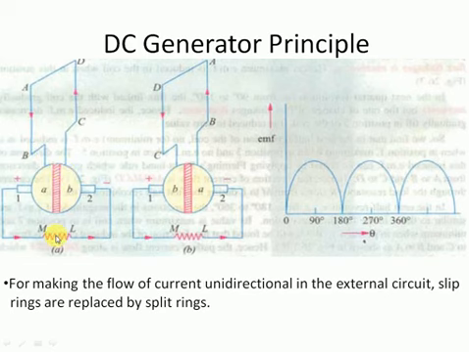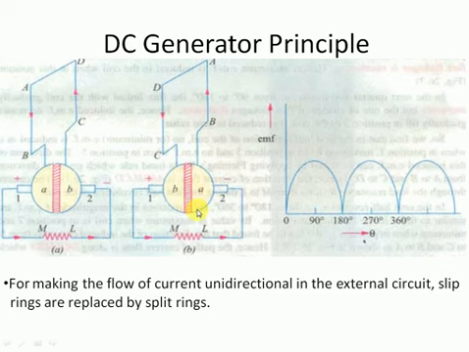So it's very clear that the split rings convert the AC induced in this conductor into DC. How is it happening? You know that the split ring is also associated with this coil shaft. So when this coil rotates, the split rings also rotate. If you look here, after 180 degrees of rotation, B comes here, like this. So this side of the split ring will always be sending out the current, and this side of the split ring will always be receiving the current.